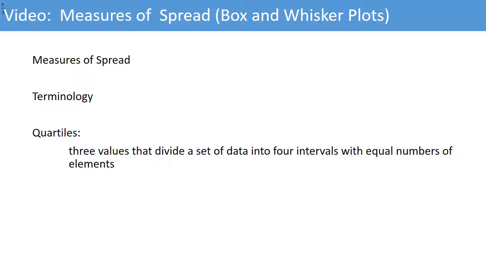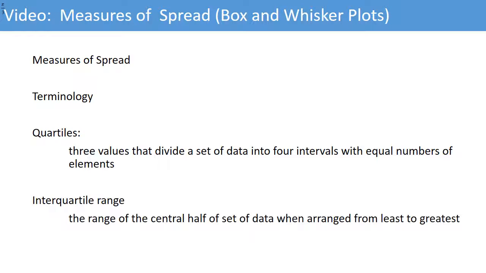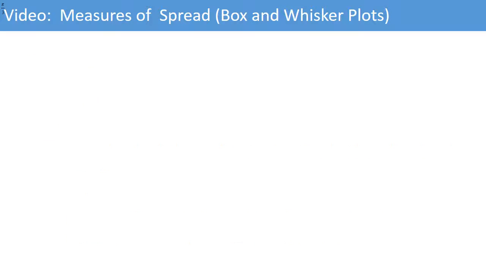Quartiles. The 3 values that divide a set of data into 4 intervals with equal numbers of elements. The interquartile range is the range of the central half of a set of data when arranged from least to greatest. It measures how closely the data clusters around its mean.